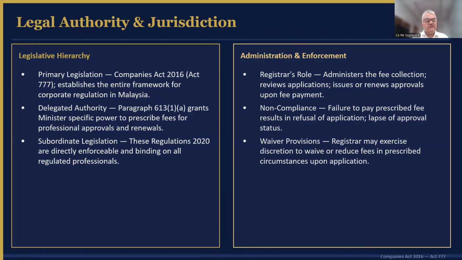Companies Act 2016, Act 777, is the primary legislation which establishes the entire framework for corporate regulation in Malaysia. Paragraph 613 1A grants the minister specific power to prescribe fees for professional approvals and renewals, and these Regulations 2020 are directly enforceable and binding on all regulated professionals.